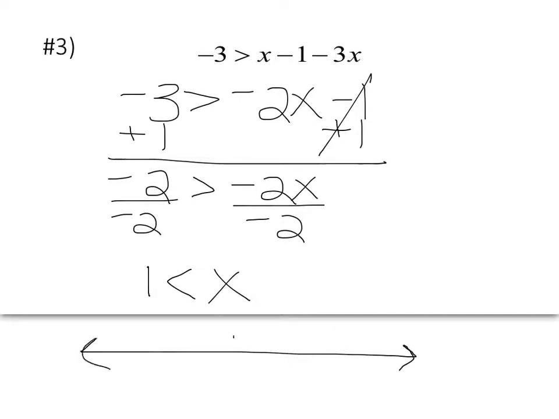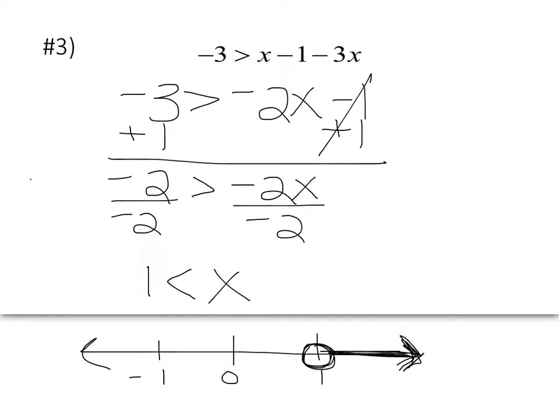Okay, so I've got 0, 1, and -1. So it's going to be an open circle because it's just less than. And notice, because your variable isn't first, we're going to shade the opposite way of the arrow. So the arrow's pointing this way. So because the variable isn't first, we're going to shade the opposite way.